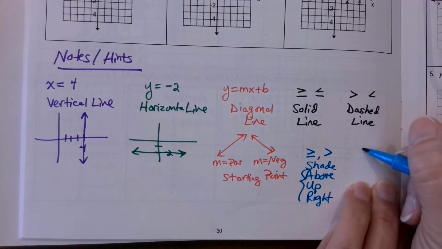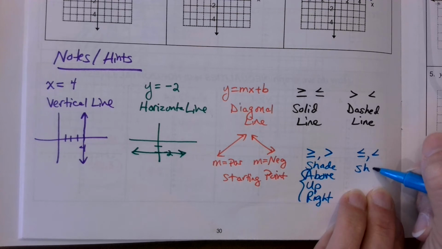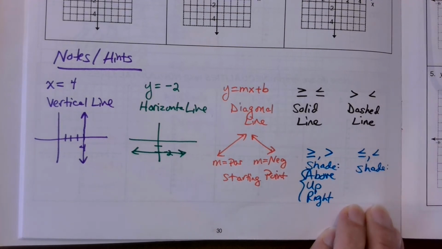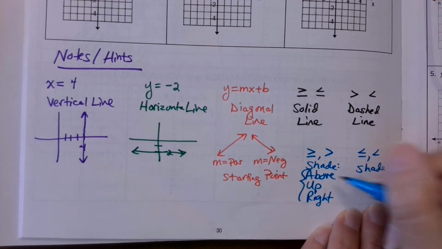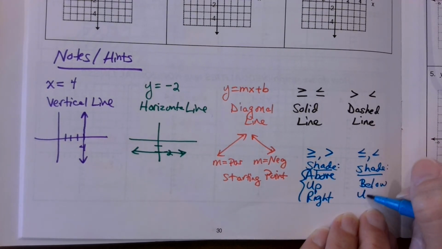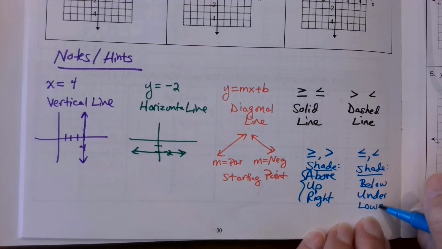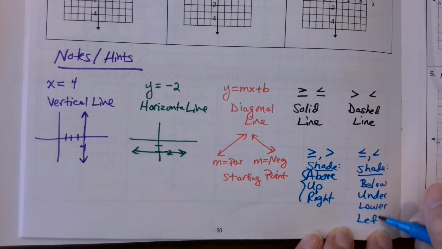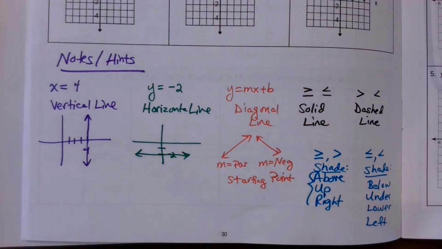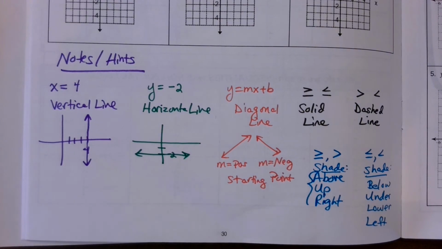And then if we have a less than or equal or a less than, how do you shade? You shade one of these ways. Maybe you shade below, or maybe you say under, or maybe you say lower, or maybe you say left. So those are all the notes and the special things you need to know how to graph. So make sure you have these notes written either on page 30 or a piece of paper.